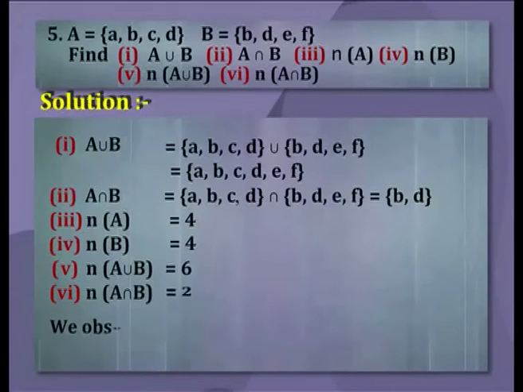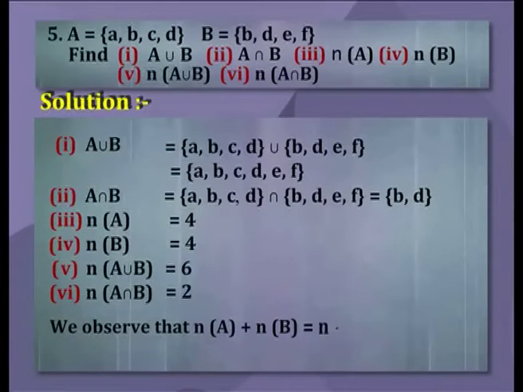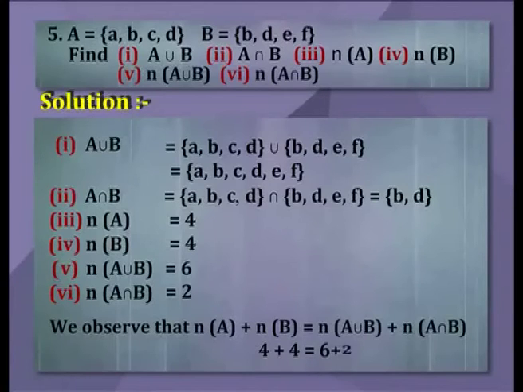We observe that n(A) plus n(B) is equal to n(A union B) plus n(A intersection B), which is 4 plus 4 is equal to 6 plus 2 is equal to 8.